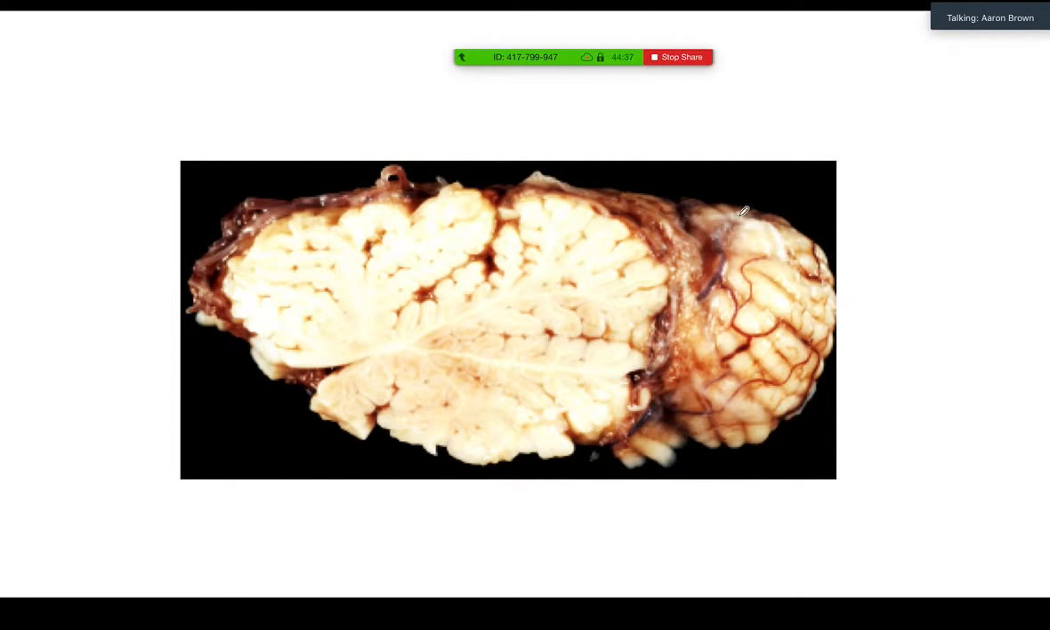We have our cerebellum in a patient with alcoholism or Wernicke-Korsakoff, and what this is showing us is just that it's a little bit shrunken down, a little bit smaller.